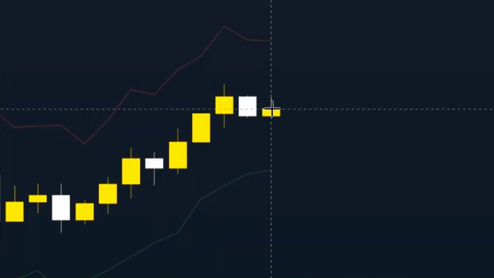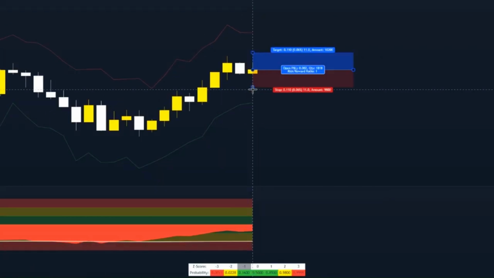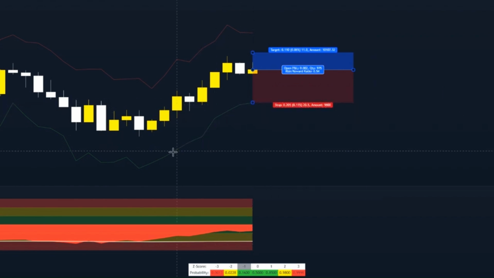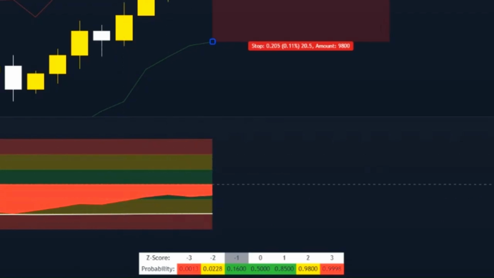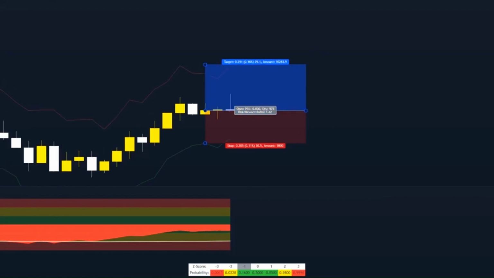We'll enter on the close of this candle, which is right here, and then we'll drag the stop loss down to the ATR zone, which is this green faint line right here. This will be our stop loss zone for every trade that we take. For this strategy, we won't be setting a take profit, but in fact, we will be letting this indicator tell us exactly when to exit the trade.